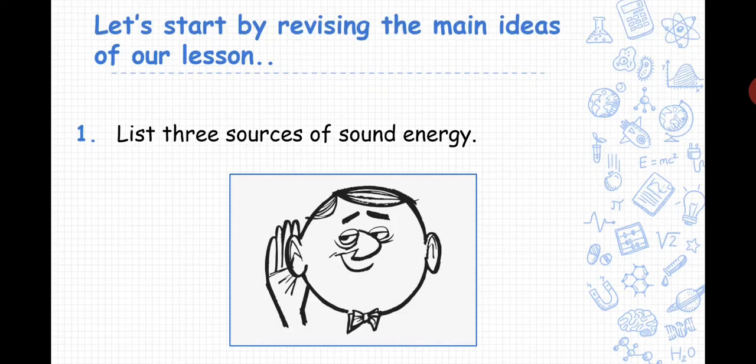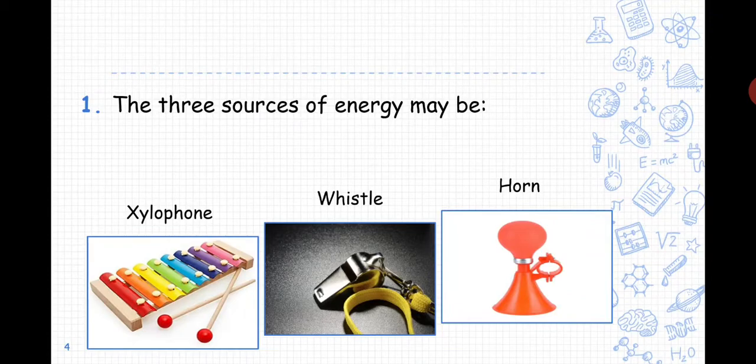It says, list 3 sources of sound energy. We know, my dear, that sound energy is a kind of energy that we hear. And there are many objects around us that produce sound energy. Think of a radio, a TV, a drum, a bell, and many others. I chose here those 3 objects: the xylophone, the whistle, and the horn. You can choose any other 3 objects that can produce sound energy.